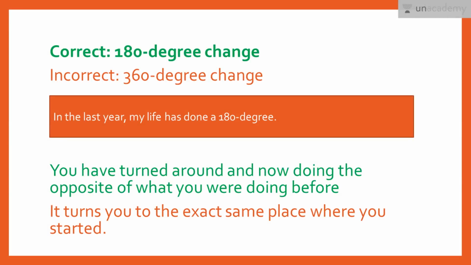The first phrase is 180-degree change. How do we misuse this phrase? We often call it a 360-degree change. That is incorrect. This is wrong English. There is no such phrase as 360-degree change. We should say 180-degree change. What is the meaning? When I say 180-degree change, it means you have turned around and now you're doing the opposite of what you were doing earlier. If I say 360-degree change, it is incorrect because it means turning you to the exact same place where you started. It does not mean anything.